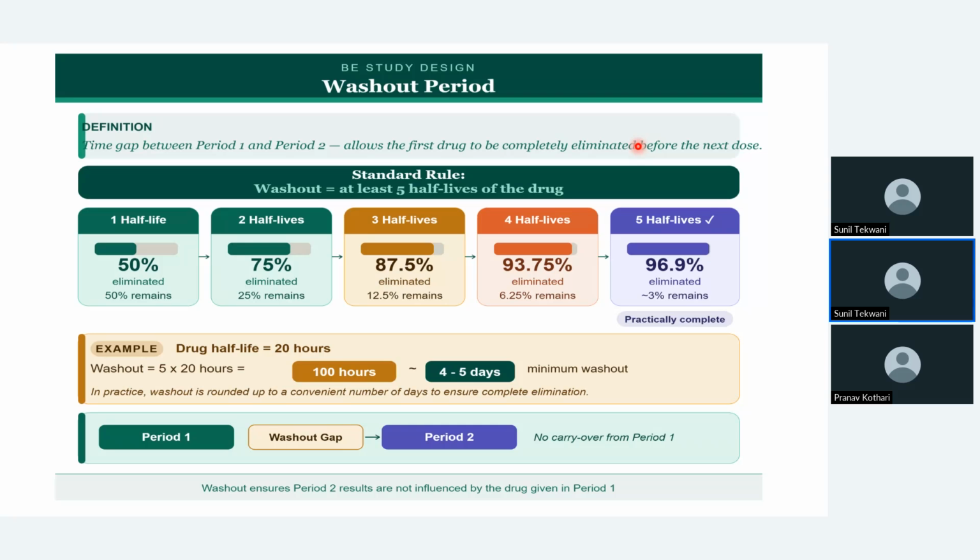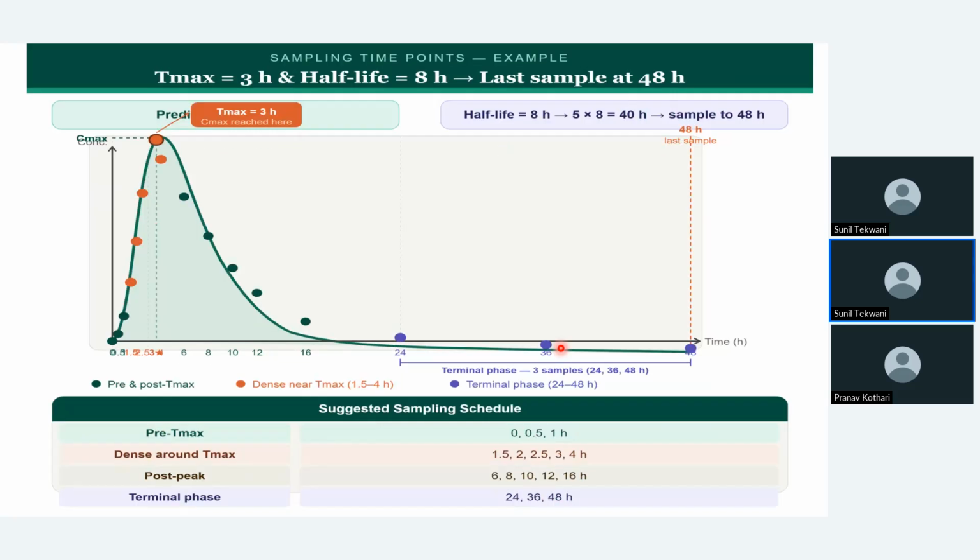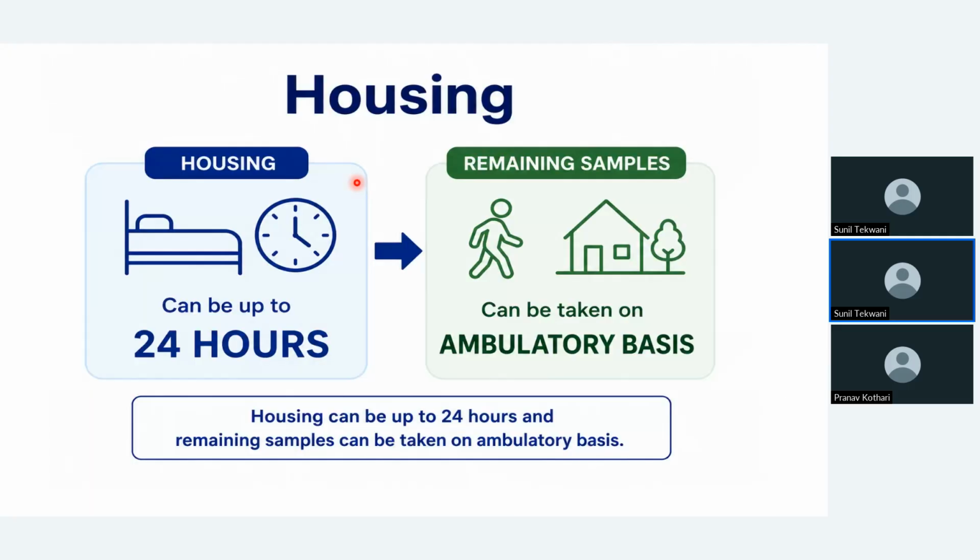Washout period: you need to completely let the period 1 treatment eliminate from the body. It takes 5 half-lives to eliminate the first drug. Sampling time points: you need to take more samples around the Cmax to have this curve properly, and 3-4 samples in the elimination phase to have the proper curve. This is the example of how you finalize the sampling time points.